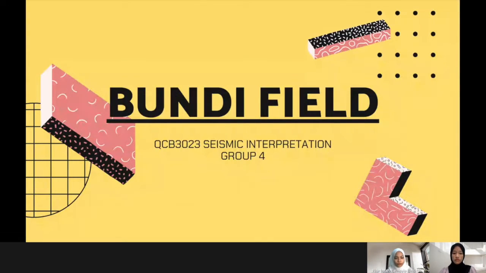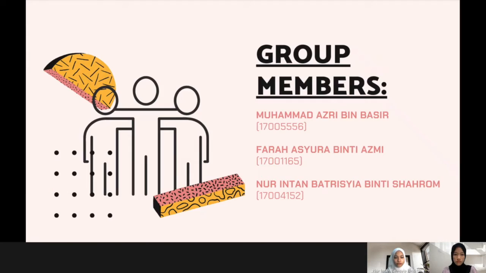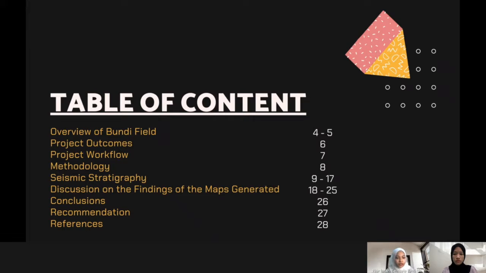We are from Group 4 and now we're going to present about the Windy field. Our group consists of 3 members: myself, Nur Intan Batrisha, Farah Ashura and Muhammad Azri. This is our table of content. For this presentation, we will go through 28 pages.